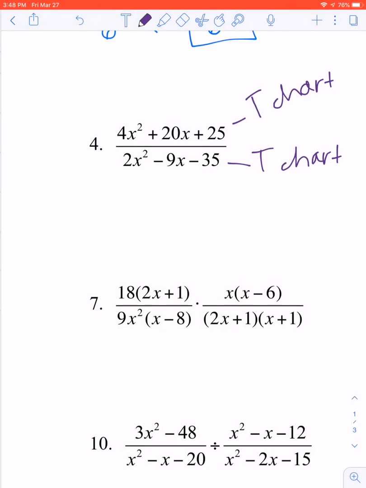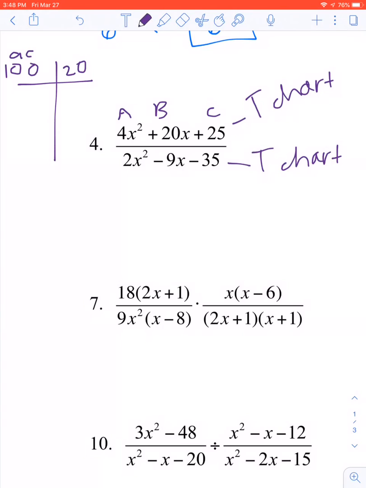Our T-chart for the top is, remember, our A, B, and our C. So our T-chart is A times C, so A, C. Our T-chart is 4 times 25, which is 100. Okay, and then our B is 20. So we need 2 numbers that multiply to 100 and add up to 20.